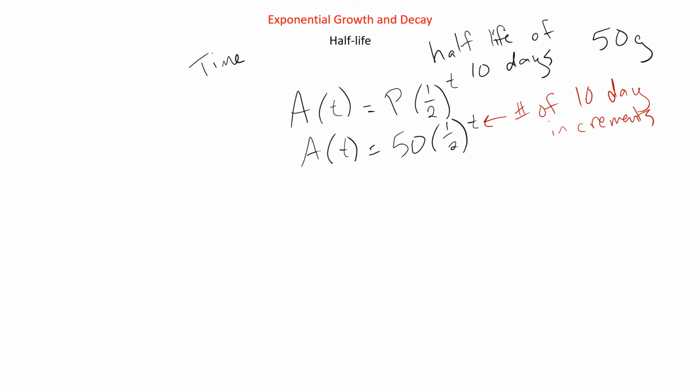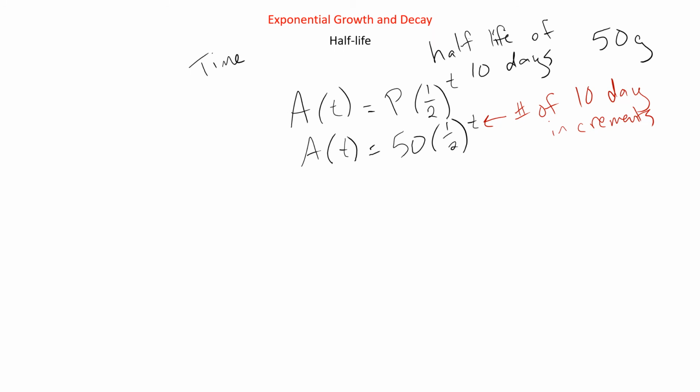I mean, we have 10 days. A lot of times, a half-life might be 3 hours. And so you're looking at, well, how long would it be for 9 hours? Well, that would be 3 3-hour units. And so you would just put in 3.